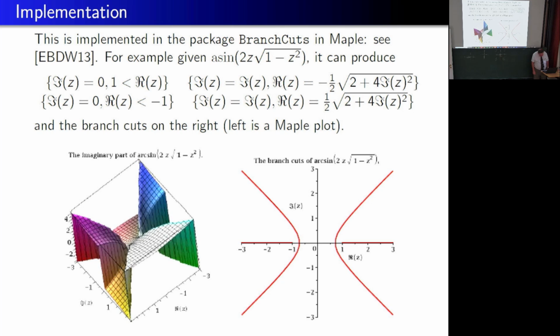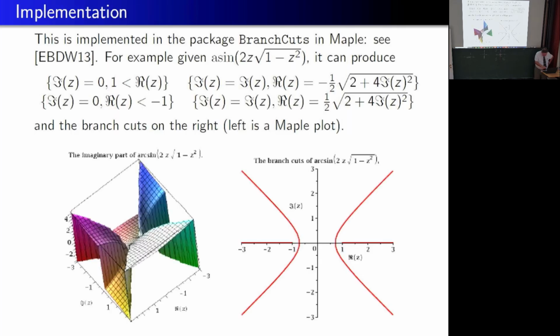Right. We've implemented this some time ago now in a Maple package called branch cuts. And for example, we give it a fairly complicated expression like arcsine of 2z times root 1 minus z squared. It will tell you what the branch cuts are. It will draw you a nice picture, and you can ask Maple. So we'll produce a left-hand diagram, just Maple shows you the imaginary part, and you can see there's some discontinuities in it, and which are above that diagram of branch cuts.